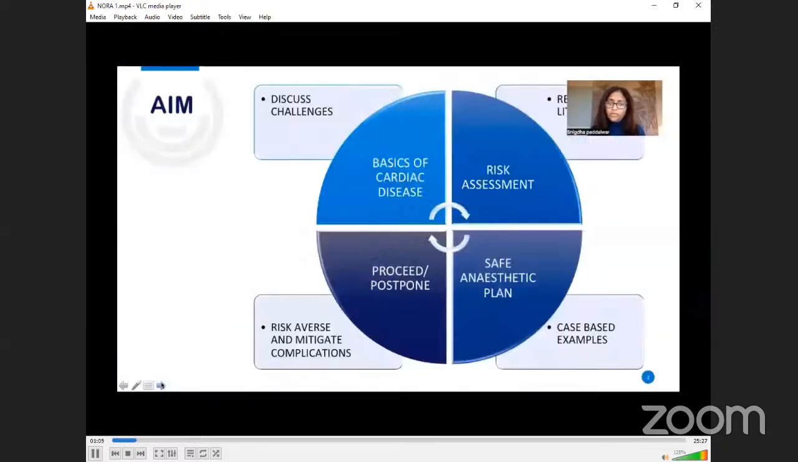So I would like to build my talk across this framework highlighted on this slide. I would first discuss the challenges, review the literature, discuss how to be risk averse and mitigate complications, and I would cite some case-based examples from my everyday routine practice, with a good foundation of basics of cardiac disease and risk assessment.